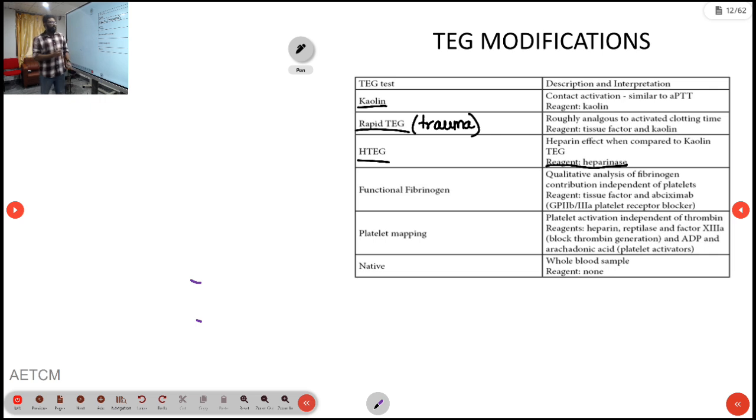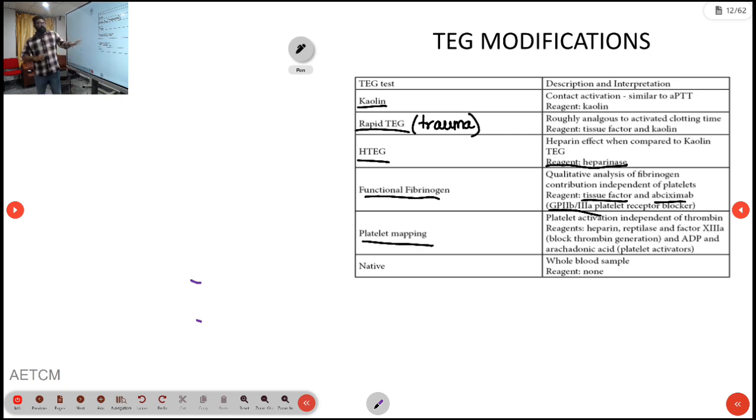And we have the functional fibrinogen TEG. That is basically the reagent which we add for the clotting factor activation. So all these are clotting activators which we add initially to assess the complete coagulation cascade. We add the tissue factor and the glycoprotein 2B3A platelet receptor blocker, and we use platelet mapping.